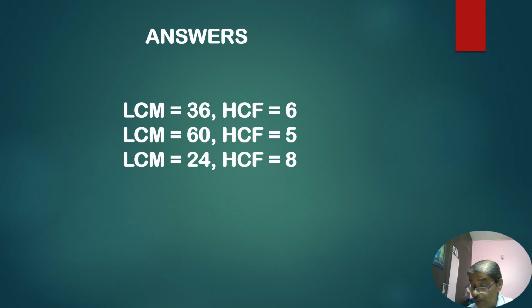I hope everyone would have done very well and you would have followed our GMFC method, which is more accurate and quicker. So now here is the answer. For the first problem, LCM is 36 and HCF is 6. For the second problem, LCM is 60 and HCF is 5. For the third problem, LCM is 24 and HCF is 8.